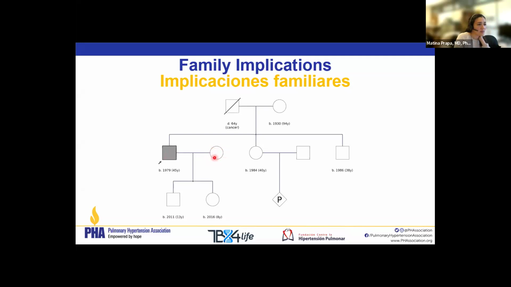Now, he has a female partner, and they have two children, a boy and a girl, age 13 and 8. He has a sister, age 40. And with that line with P here, it means that she's currently pregnant. And here we have another sibling, a brother who is age 38. And you see these are white, so presumably they're not affected. And this individual's father passed away, so the cross line means that they're no longer alive. They passed away at 64 years due to cancer. And his mother, aged 94, doesn't have any pulmonary hypertension.